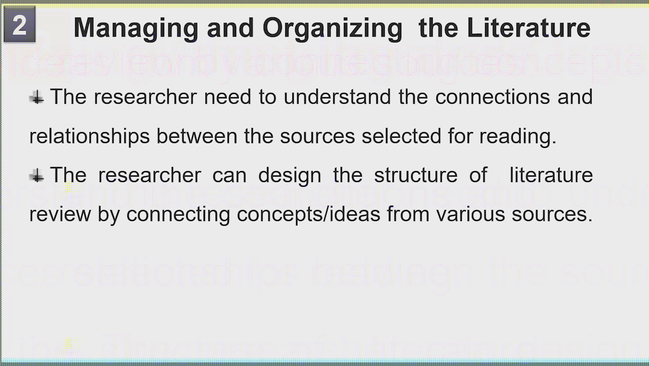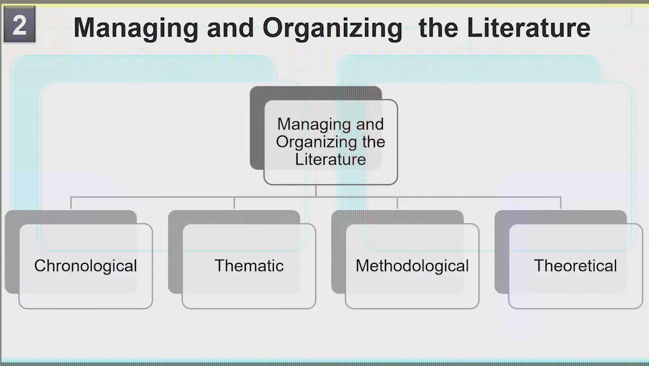The researcher needs to understand the connections and relationships between the sources selected for reading. The researcher can design the structure of literature review by connecting concepts, ideas from various sources. Managing and organizing the literature contains 4 approaches. They are chronological, thematic, methodological, and theoretical.